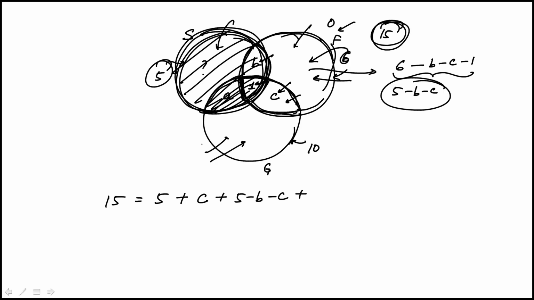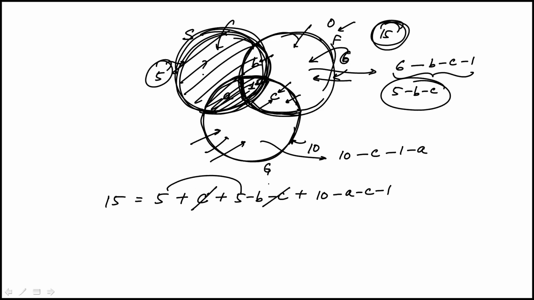And then finally, I have to add this region from this portion here. And that's going to be 10 minus C minus 1 minus A. You can write in any order. So this is our relationship. And you'll notice that this C and that C cancel out. Numbers: 10, 20, and then minus 1. That would be 19.